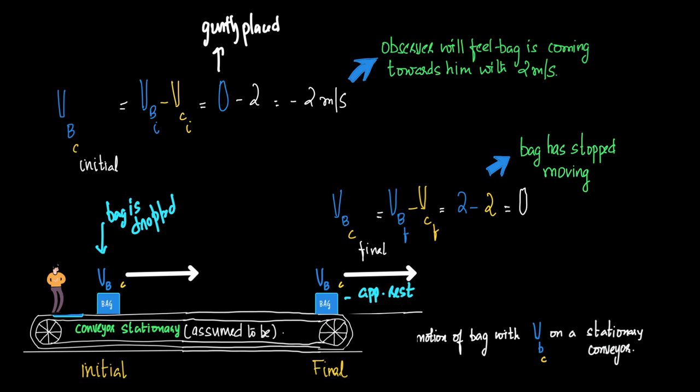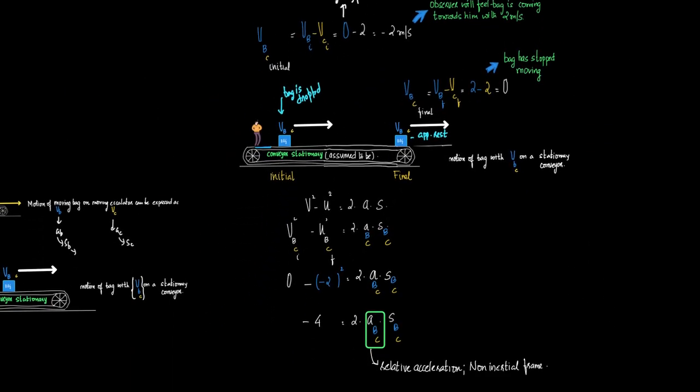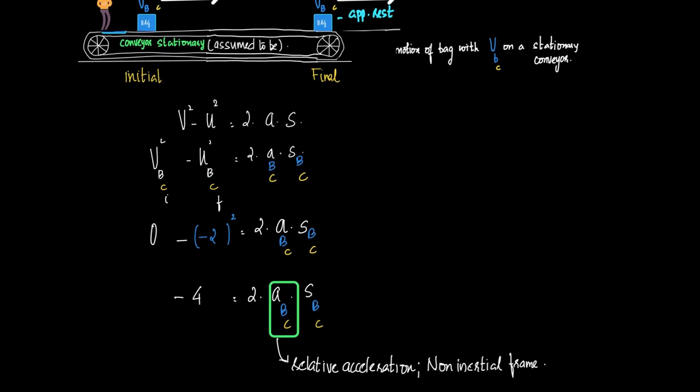Okay, right. So what did we discuss so far? Motion of a bag with relative velocity of bag with respect to conveyor on a stationary conveyor. Okay, now we'll apply the equations of motion in this condition. So we have v square minus u square is equal to 2as. What is v square? vbc.